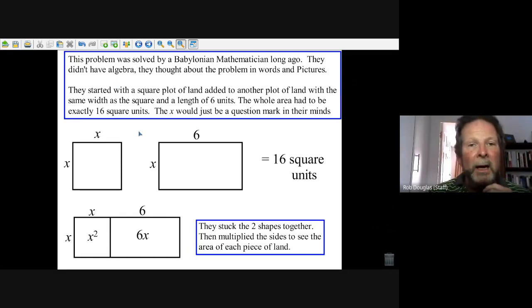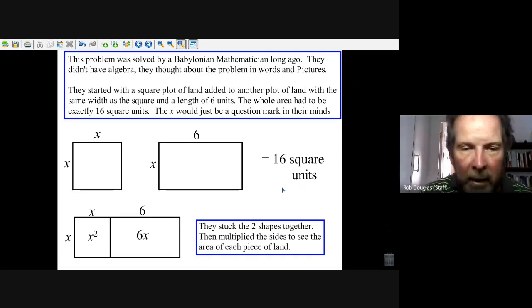Okay, so they started with a square plot of land. They wouldn't have an x here. It would more sort of be a question mark in their mind. Then there was another plot of land, and we don't know what it is. It's something unknown, but it's times 6 units this way. But they knew that the sum of these two things, they wanted to be 16 square units. So it was sort of an equation. Well, it was exactly an equation.